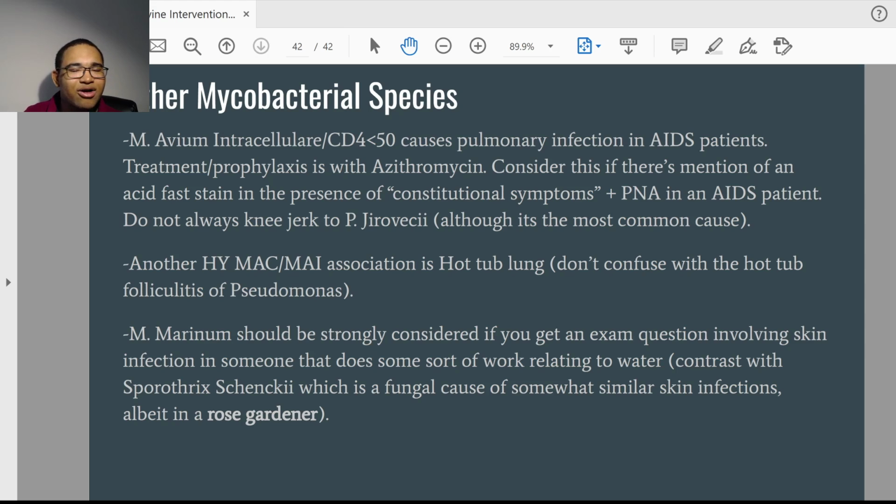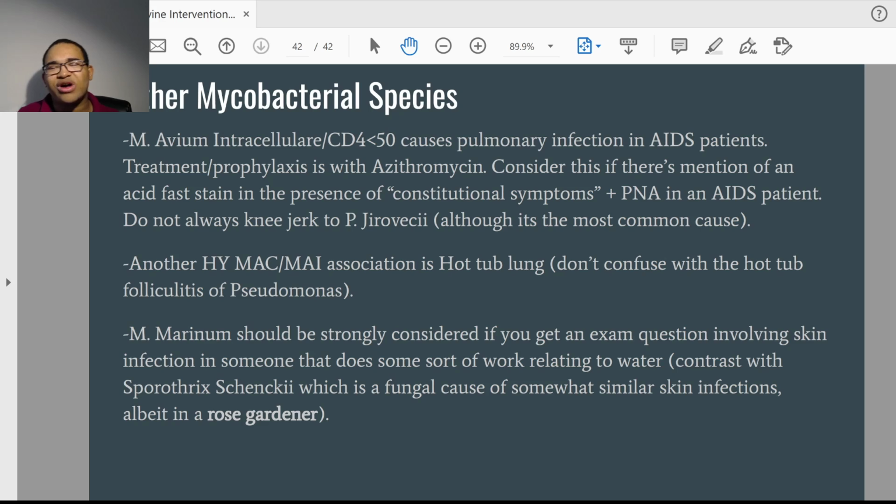And then MAC, right? So Mycobacterium avium intracellulare, if your CD4 count is less than 50, you prophylax against this with azithromycin. And then don't forget that MAC can also cause hot tub lung. It's almost like a pneumonitis that arises in the setting of exposure to hot tubs, right? So if a person seems to have pulmonary symptoms that have this temporal association with them using a hot tub or a new community pool, think about Mycobacterium avium complex.